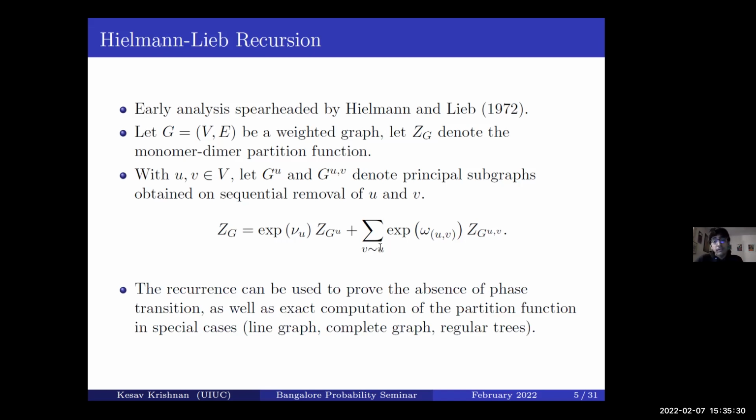In the complete graph, it can be expressed in terms of the Hermite polynomials. And I think it also admits an exact solution in the case of d-regular trees. So in general, is there a determinantal formula? No, and I'll get into the reason for why that is in a moment.